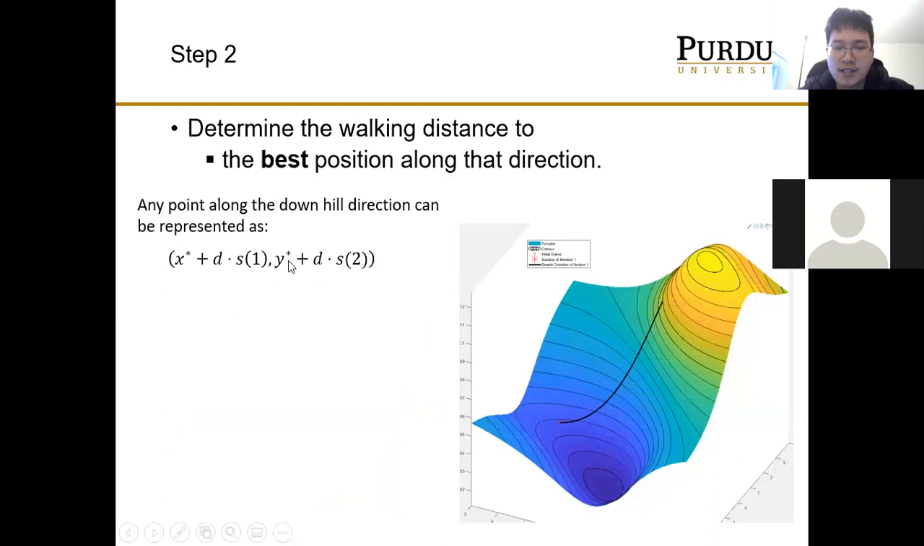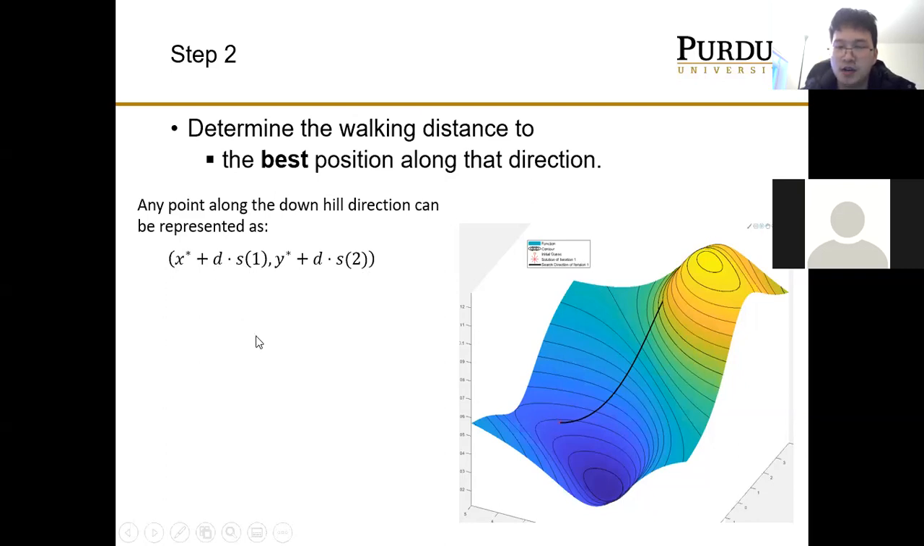So we have x star, y star as the initial point, and then S1, S2 will be the direction vector. Then we have a parameter, which is d, the distance in the xy plane. All the points along this direction can be formulated this way, and that's the key thing here. Everything is known to us: x star, y star is the starting point, and S1 and S2 is the search direction, which is also computed. So the only unknown is this d.